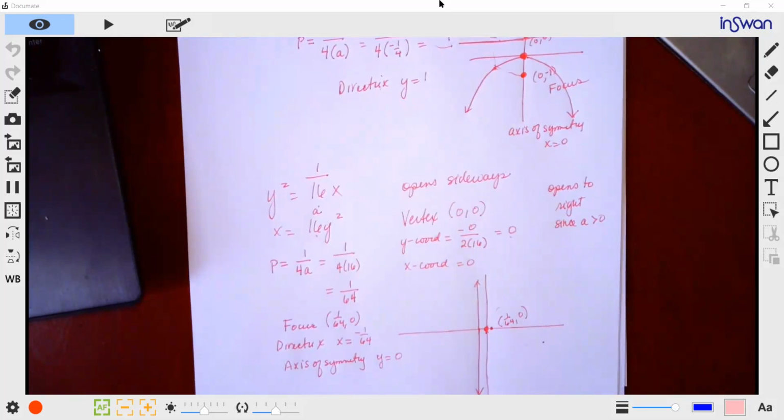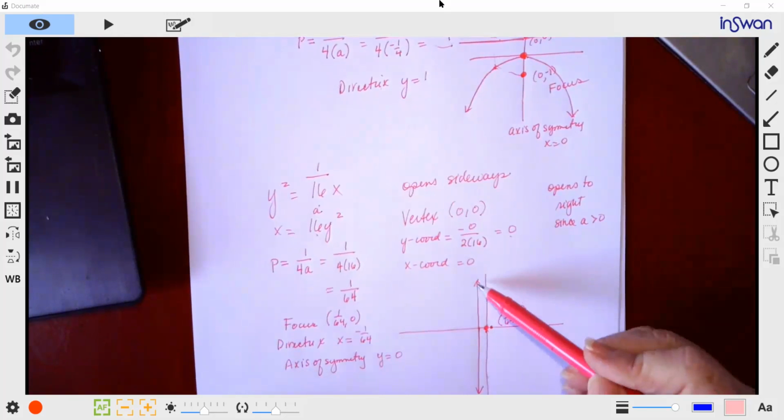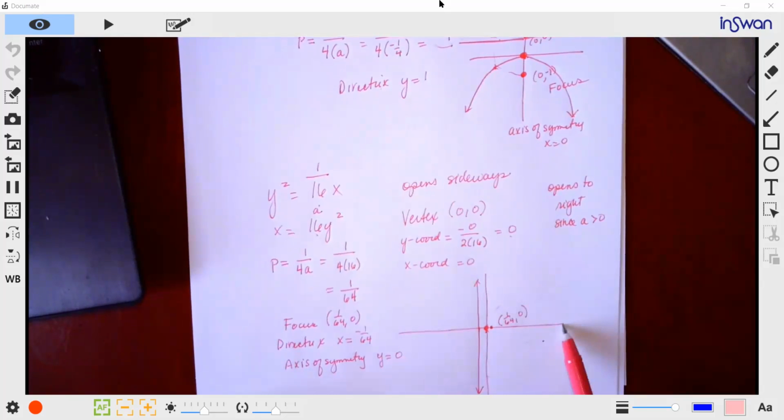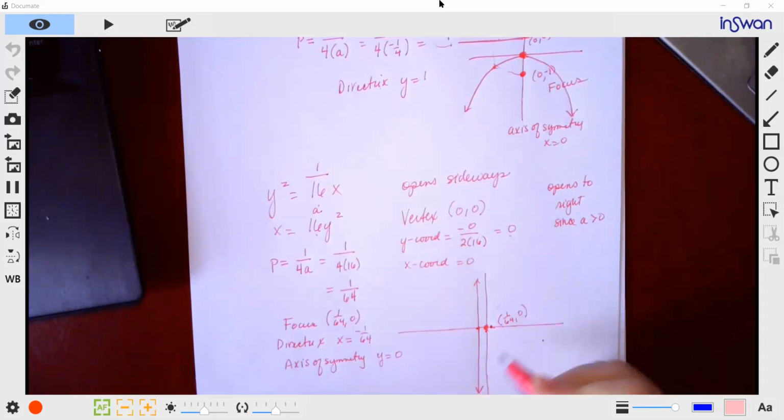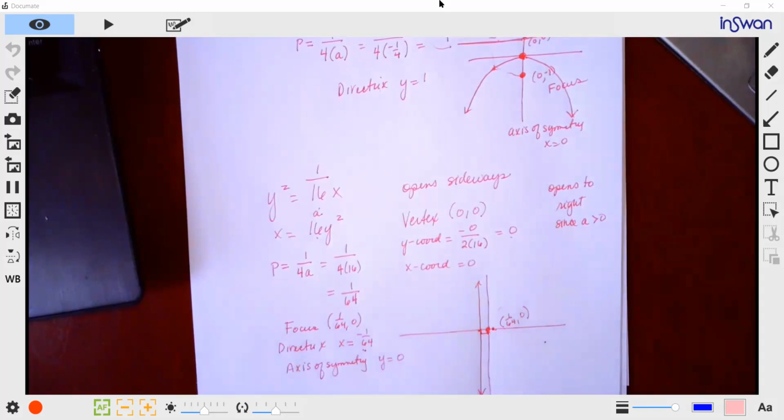I was going to ask, can you remind me, where are you getting the directrix from? The directrix is a line that is perpendicular to the axis of symmetry that is p units away from the vertex. So if you counted right to get to the focus, you're going to count left to get to the directrix, and you're going to draw your line through there. So if this was 0, 0, I just moved 1/64 units the other direction. Gotcha. Okay.